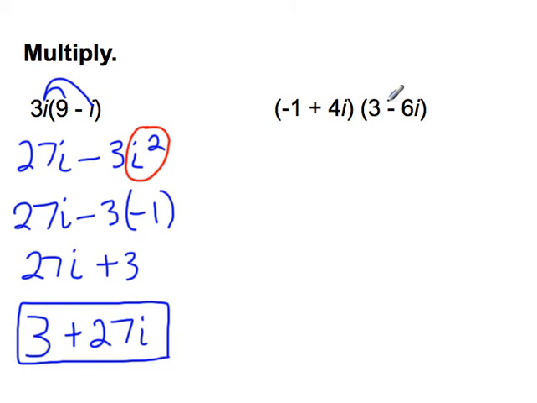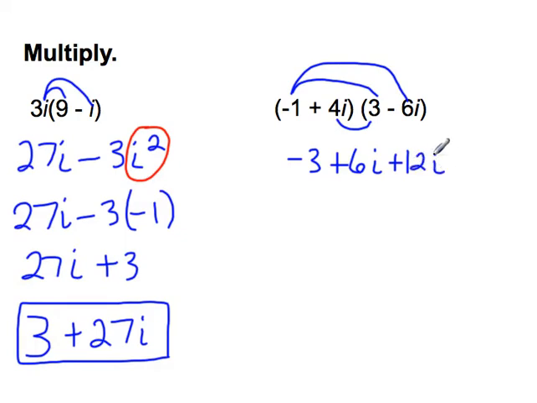Now, next problem would be FOIL. -1 times 3 is -3. -1 times -6i would be plus 6i. 4i times 3 is plus 12i. And then 4i times -6i is minus 24i squared. And again, we need to replace this i squared with -1.